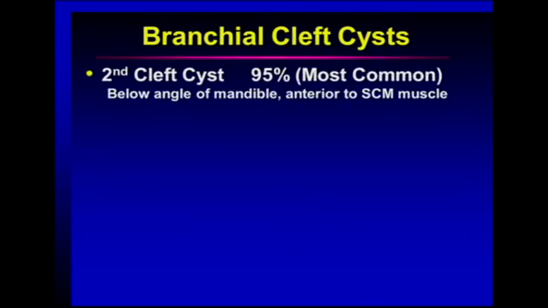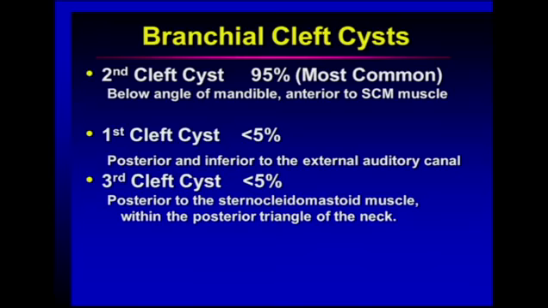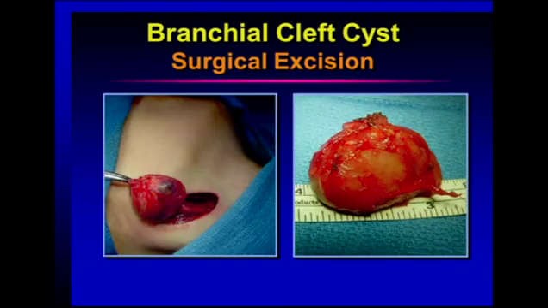The vast majority of branchial cleft cysts are second cleft cysts. We see these again at the angle of the mandible, anterior to the sternocleidomastoid muscle. The other types of cysts are much less common or rare, and we don't often see these sonographically. The treatment of choice is surgical, and because of the propensity of the mass to become infected, if it becomes infected, it's a more difficult operation with the inflammatory changes in the surrounding tissues.